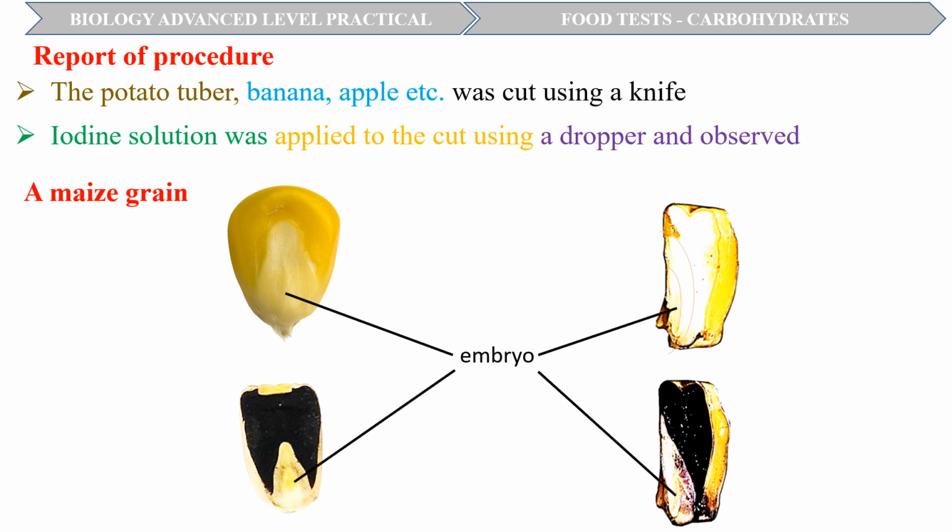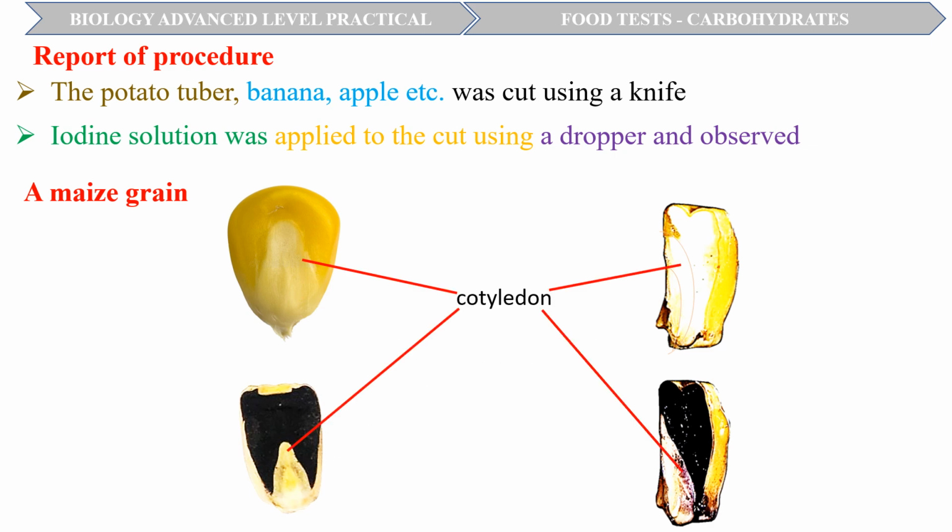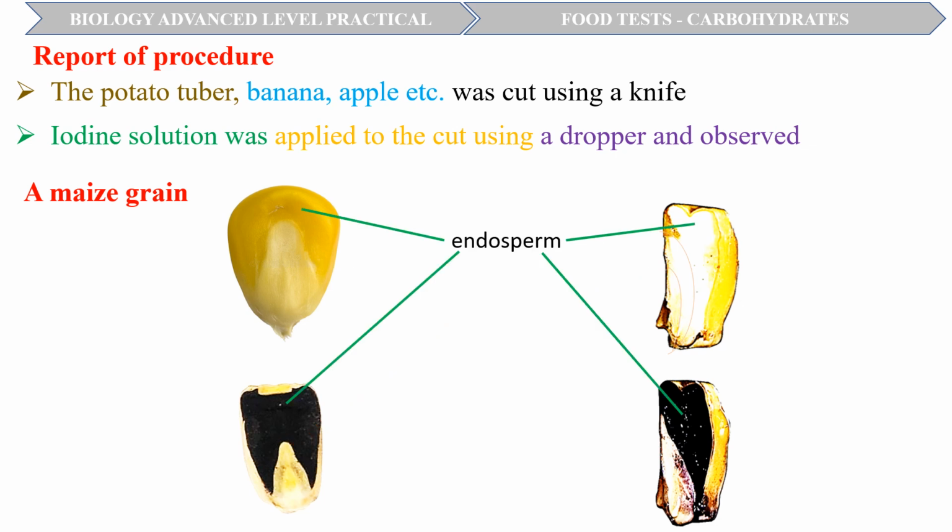We will observe that the embryo is stained yellow-brown. The cotyledon too will be stained yellow-brown, while the endosperm, the food store of the seed, will stain blue-black, indicating the presence of starch.